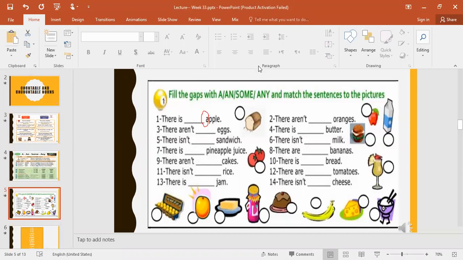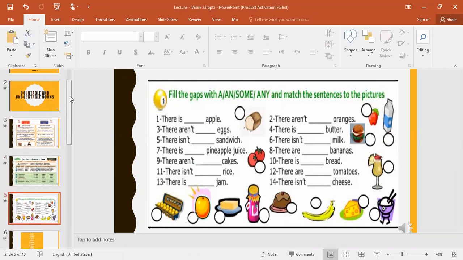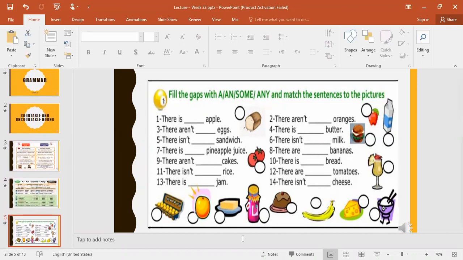Now it's your turn to apply. Let me just delete this. Is it clear, miss? Yes. Yalla, I will give you time. I want you to do this exercise. You have to fill in the gaps with a, an, some, or any, and match the sentences to the pictures.